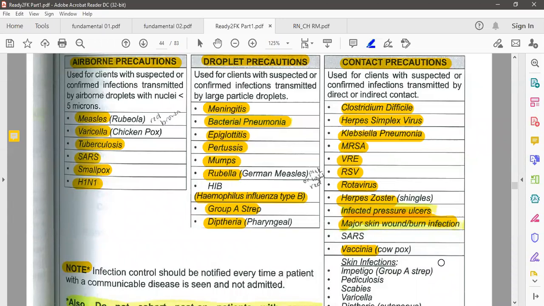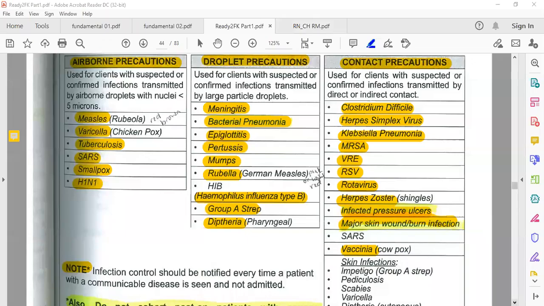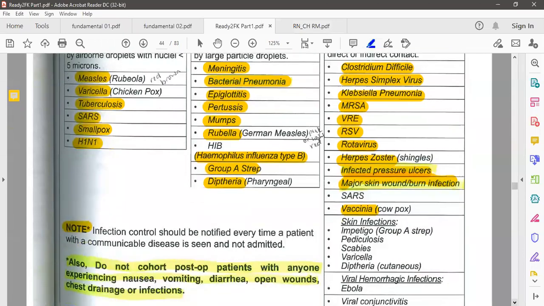So any kind of cutaneous infection or skin infection is always contact precaution, like impetigo, pediculosis, scabies, varicella, or diphtheria. So you see diphtheria is contact precaution and droplet both. But pharyngeal diphtheria is a droplet. But when diphtheria is cutaneous, this is contact precaution. Ebola causes viral hemorrhagic fever or viral conjunctivitis. All of these are contact precaution.